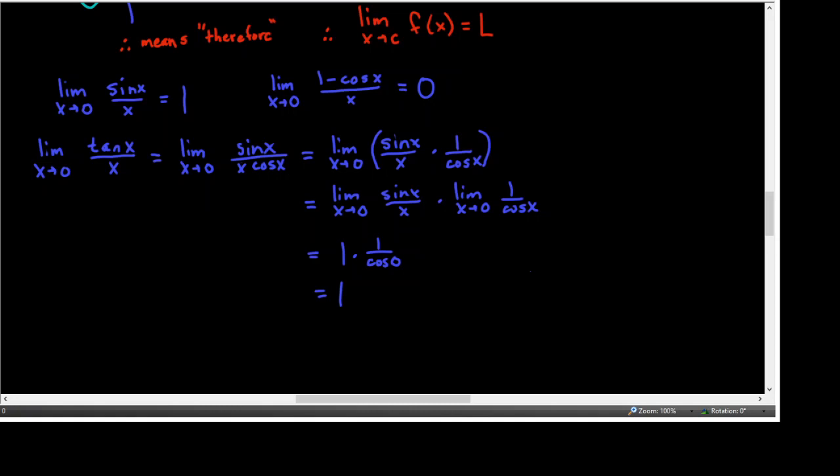Okay. And if you look at a graph of tangent x over x, as x approaches 0 from both sides, it indeed approaches a y value of 1 as x gets closer and closer to 0. Okay, that ends this lesson, so I will see you in class.